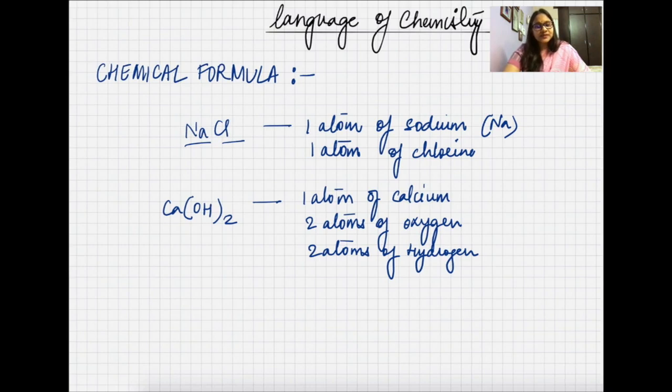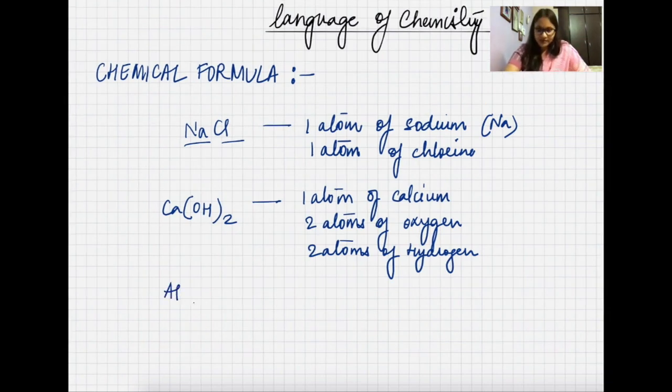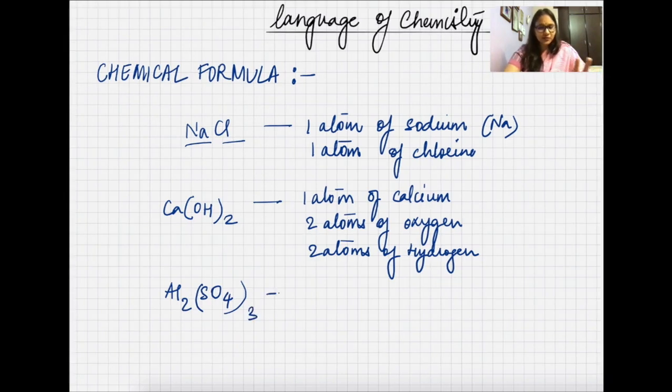Similarly, the number of hydrogen atoms is also going to be 1 at the base of hydrogen. If there is no number, we still consider it to be 1. 1 at the base of hydrogen and 2 on the outside. So the number of hydrogen atoms is also 2. Let's take one more example.